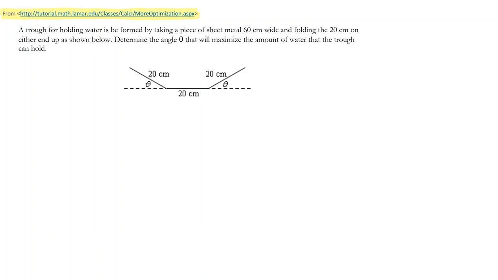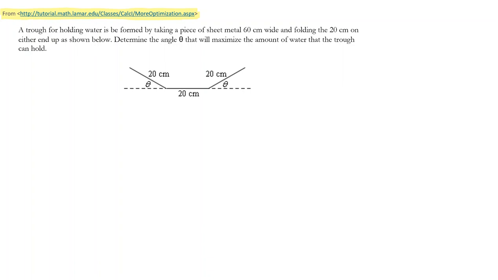This problem can be found at this website along with many other great optimization problems. For this problem, we are first given a piece of rectangular sheet metal that was originally 60 centimeters wide, so this whole length was 60 centimeters. Then we lifted up the sides, 20 centimeters in length, at an angle theta on each side, and it created a trough along the whole length of the metal.